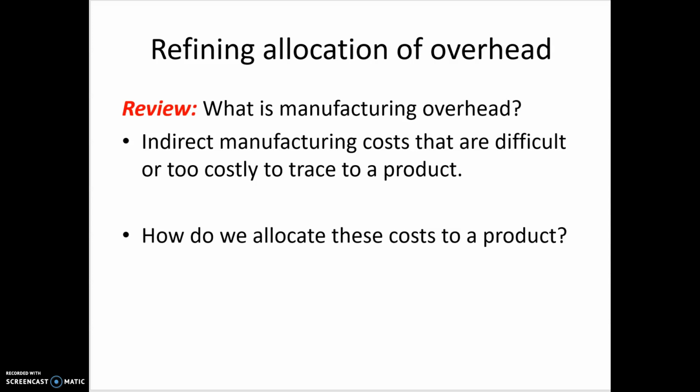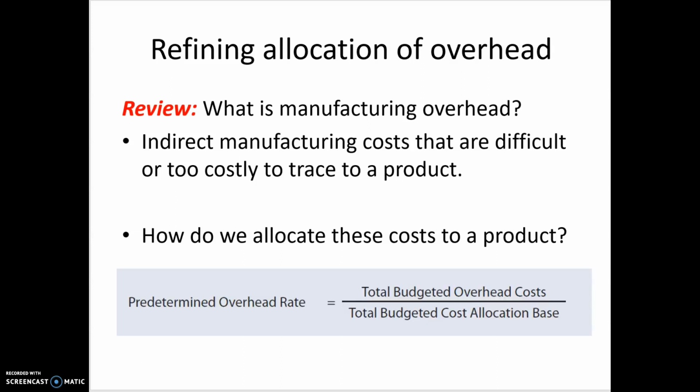So there are things like the indirect materials, indirect labor, and the plant utilities, the plant manager salaries, the plant janitor salaries would be the indirect labor, depreciation on the plant, depreciation on the equipment, right? All of those things. All the manufacturing costs that are not direct materials or direct labor are manufacturing overhead. And we allocate the cost to a product or to a job using our predetermined overhead rate.